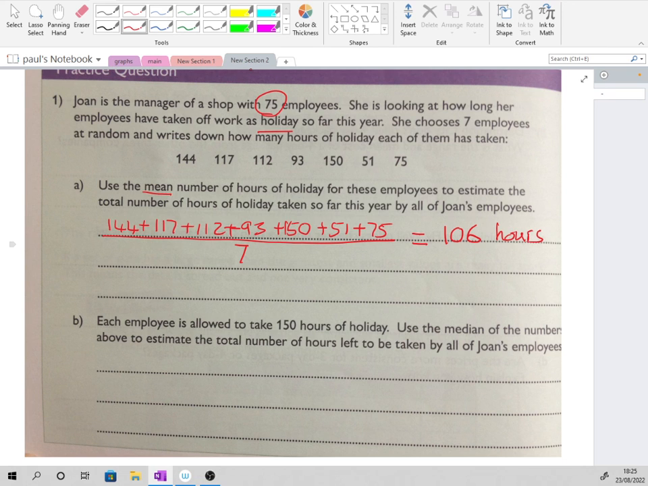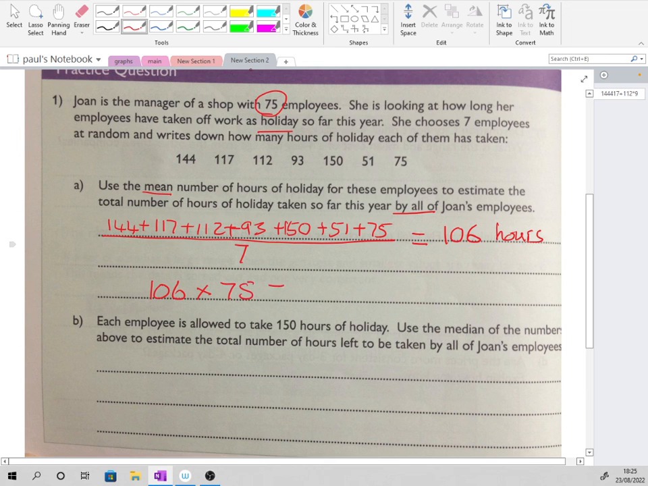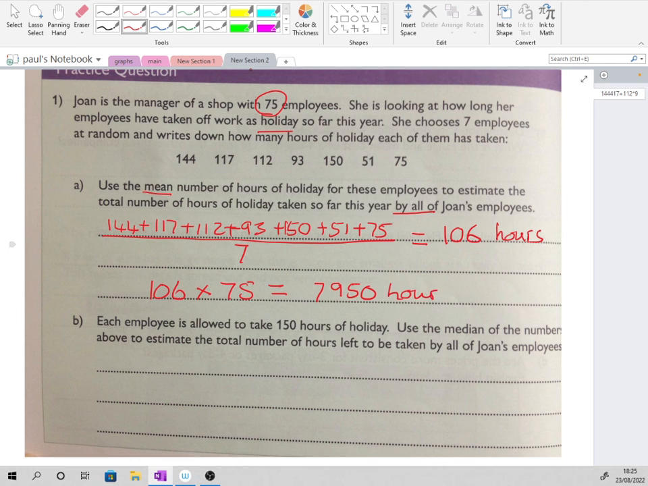Now, there are 75, so we need to find the total for all of Joan's employees. So we take 106 times 75 people, which equals 7,950 hours. Why would you want to find that out? I don't know, but that's it.